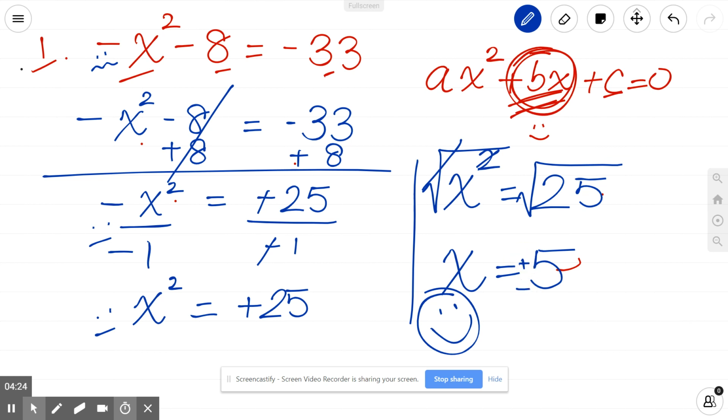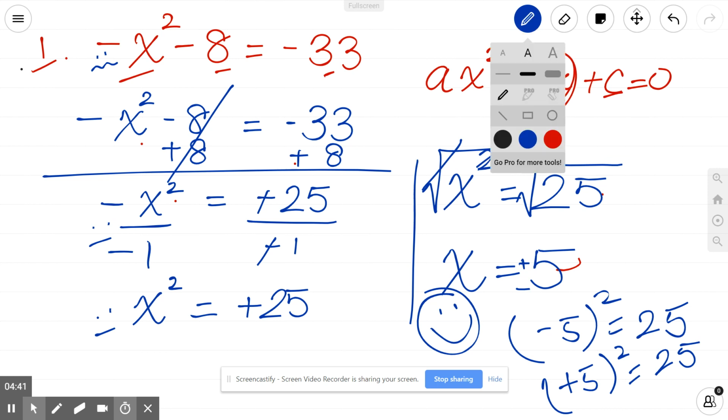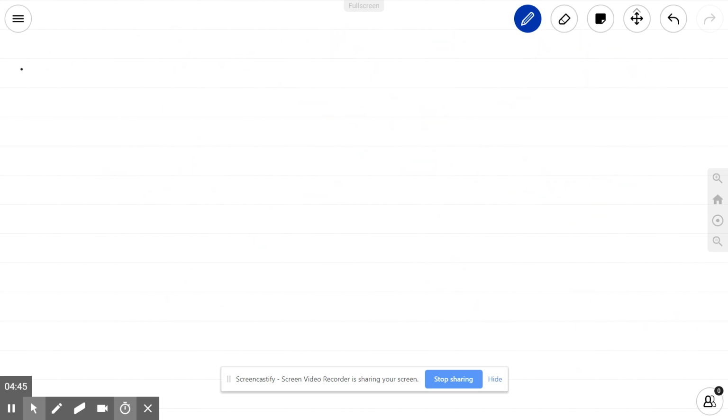Reason being that negative 5 squared is also 25, and plus 5 squared is also 25. So you'll always have two answers here. And these are the two x-intercepts that you'll have. So, all right, I'll go ahead and erase this as well. We'll practice another example, example number 2.